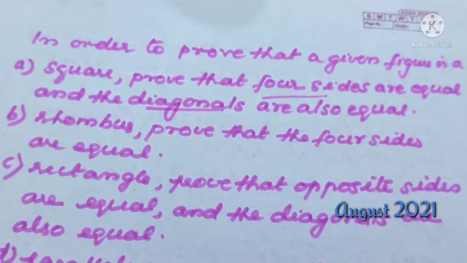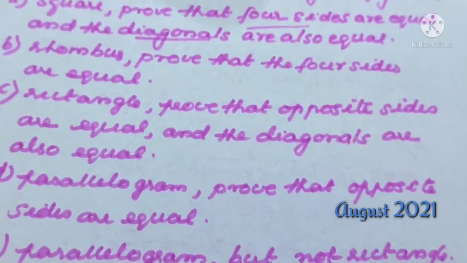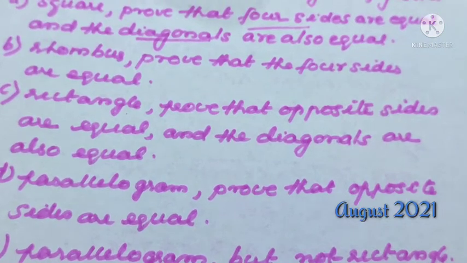Now suppose we want to prove that it is a rhombus. Prove that all the four sides are equal. That means if A, B, C, D are the vertices of a rhombus, then calculate AB, BC, CD and DA by the distance formula. All these four distances will be equal. That is how we prove the four sides of a rhombus are equal.